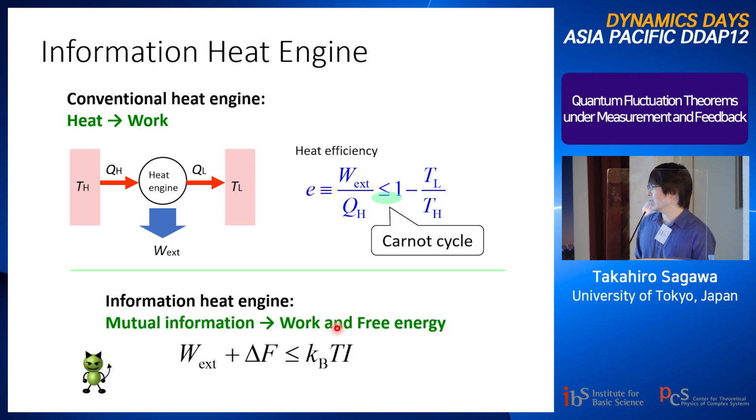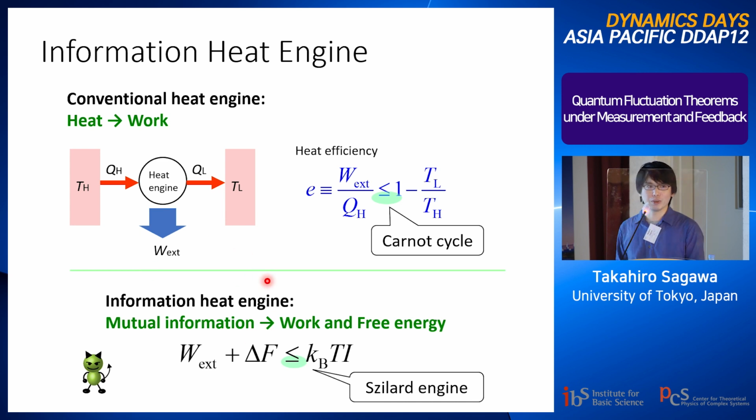On the other hand, in our scenario of the information heat engine, the resource of the work or the free energy is given by mutual information, and the upper bound of this conversion rate is given by the Szilard engine. In the case of the Szilard engine, the work is given by kT log 2, and ΔF is 0 because it's cyclic. And the information is log 2. In that case, the measurement is error-free, and the mutual information is the same as the Shannon information.